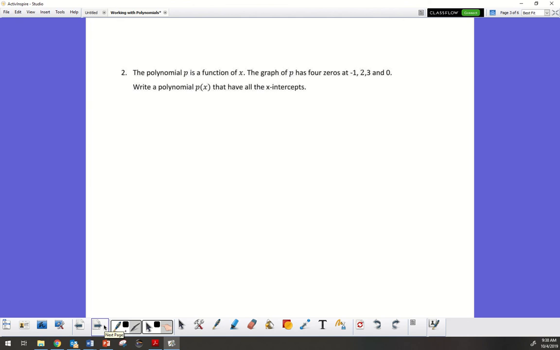Polynomial p is a function of x. The graph of p has zeros at here, here, and here. Write a polynomial that has all the x-intercepts. Okay, so now, that means it has zeros, right?